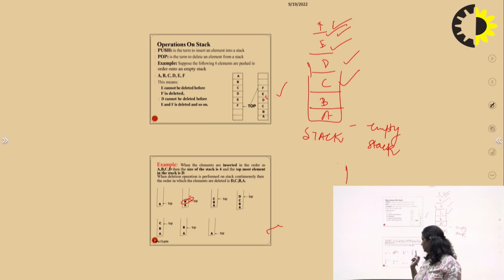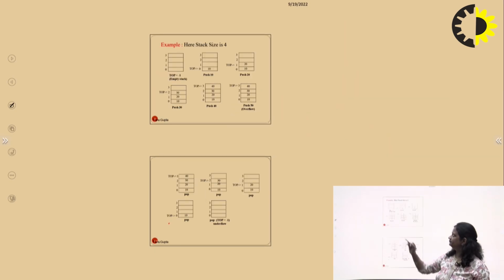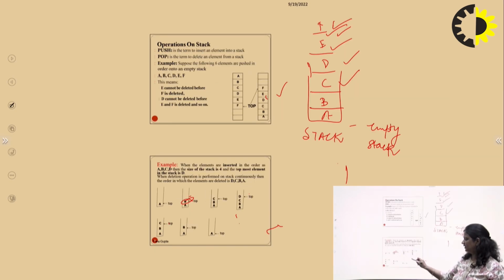Now we have to delete C. Now the top is pointed at this location. If we delete C, then after the deletion of C the top points to B, and if we then delete the remaining elements, now the stack is empty.